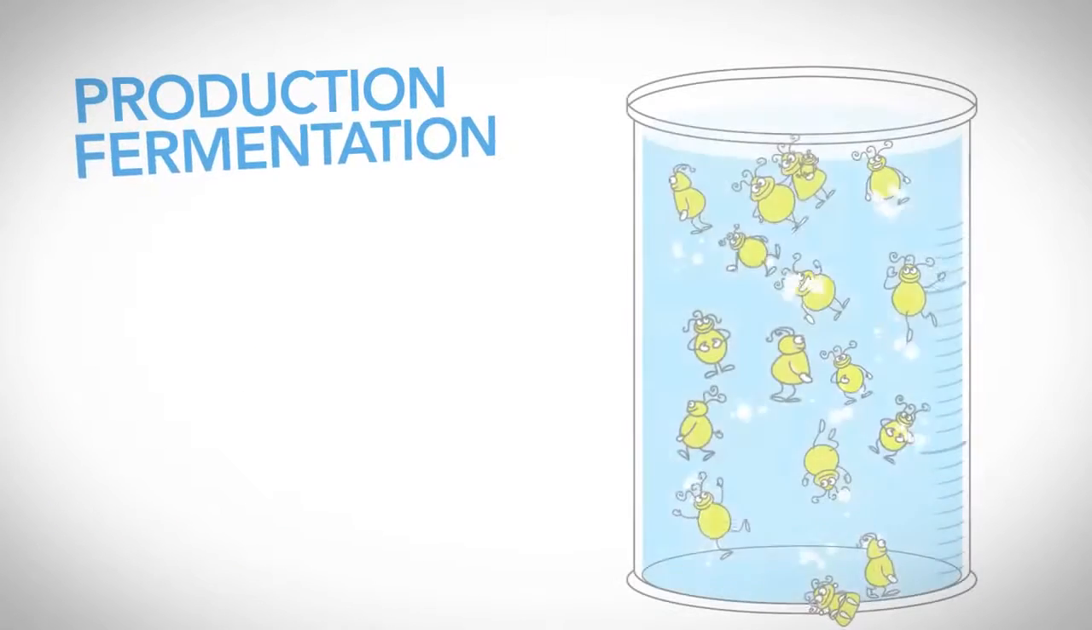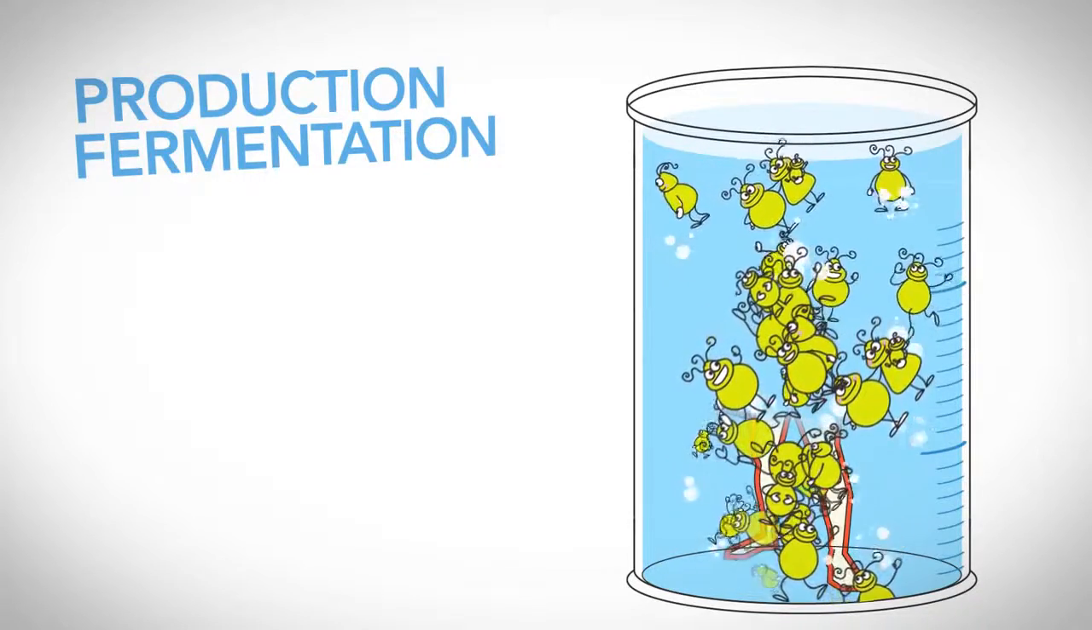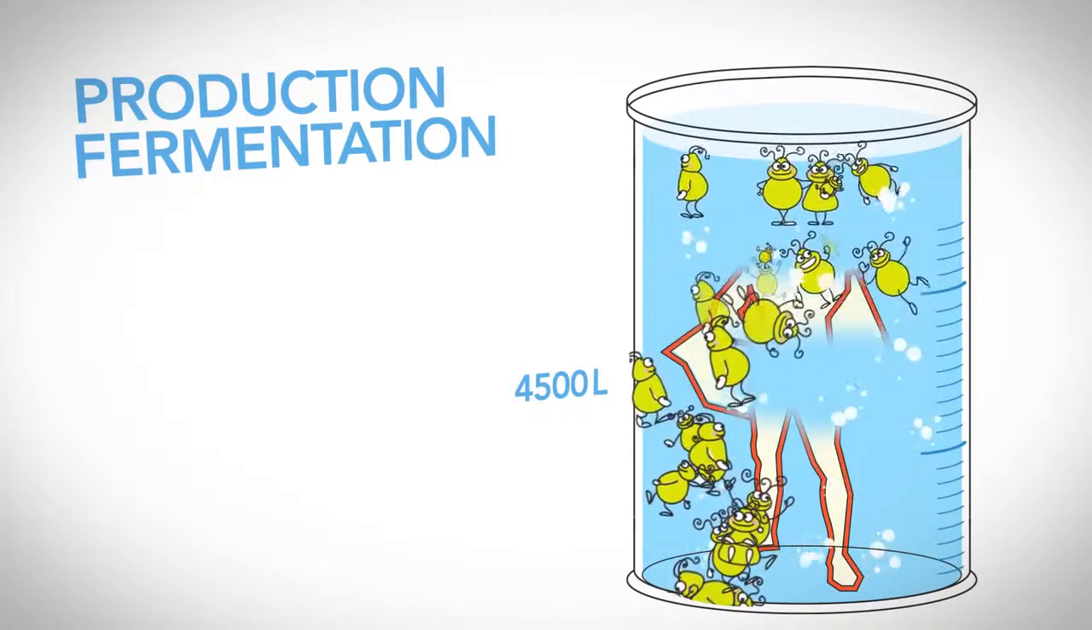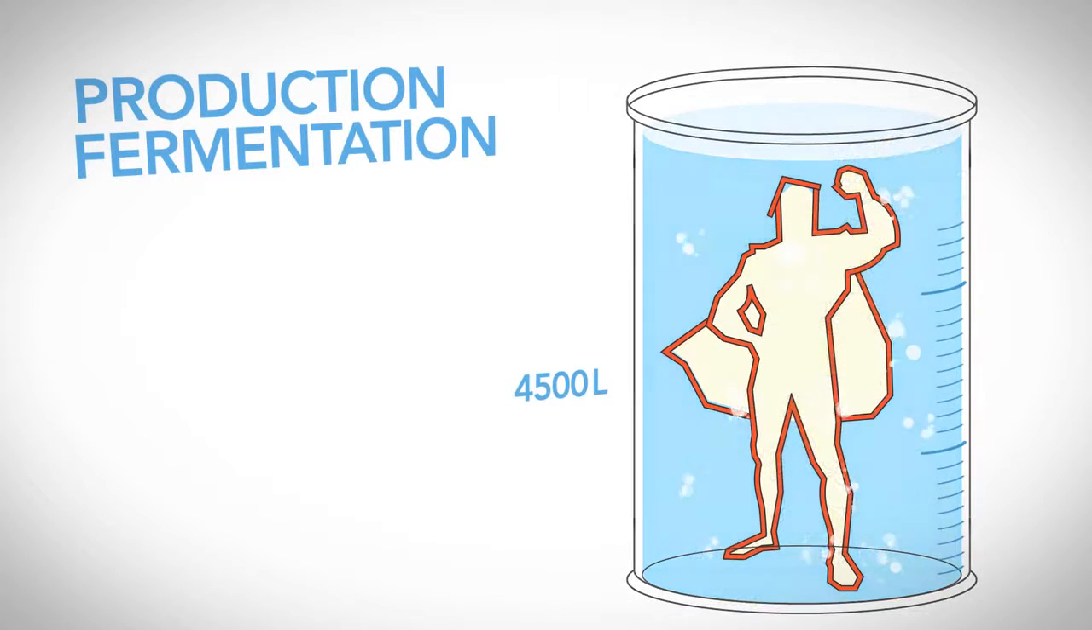Production fermentation. The inoculum is used to seed a rich growth medium in a 4,500-liter production fermenter. During fermentation, sodium hyaluronate is released in a soluble form into the culture medium.